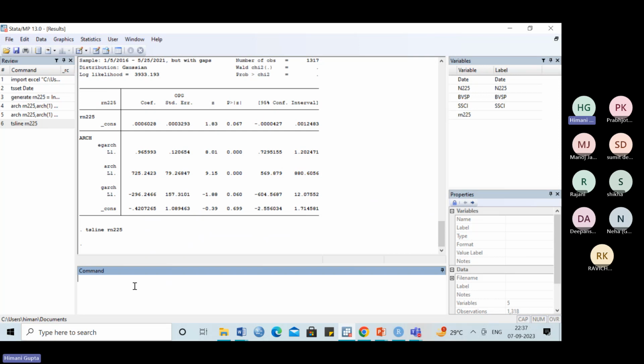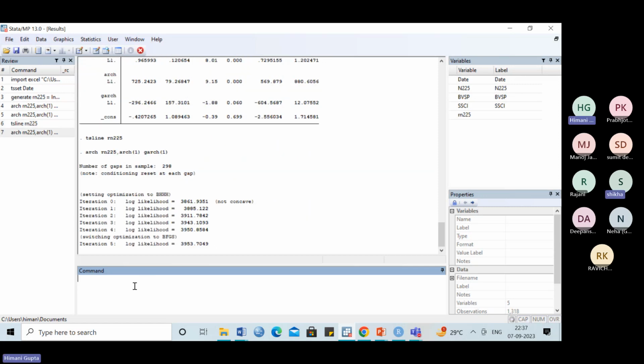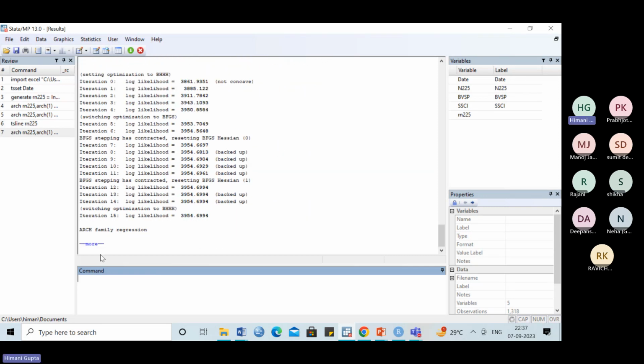So any doubt in your arch and garch? And what was the command before eGARCH? You just have to write arch. First of all, we want the arch effect, and on which variable, Rn225 comma, and then give the command of what your model is. So my model is arch1 and garch 1. This is my model. So you will get the complete result.